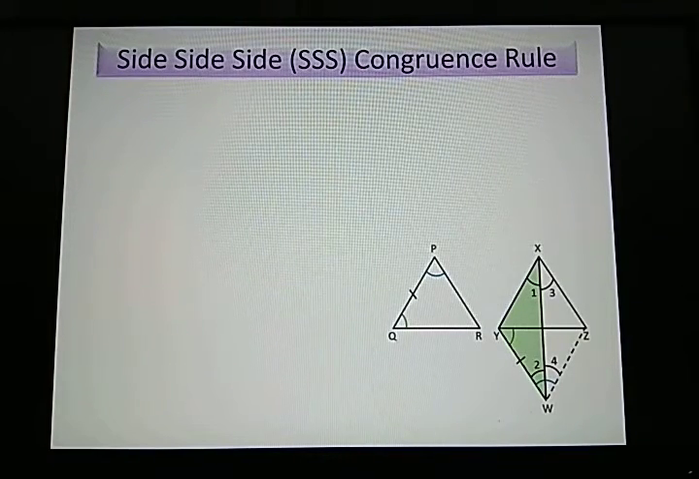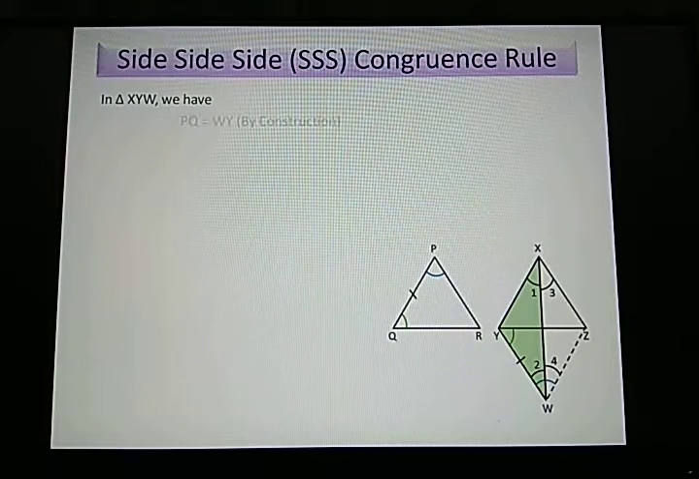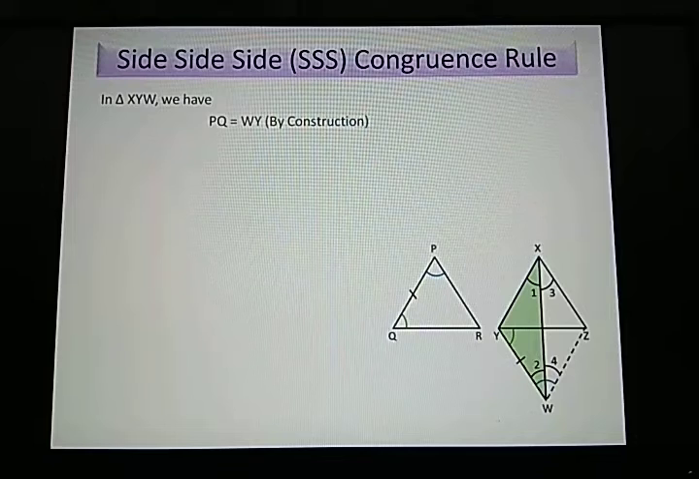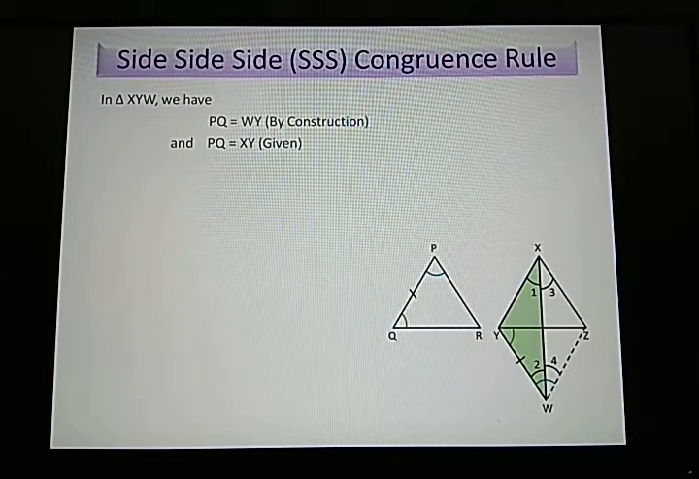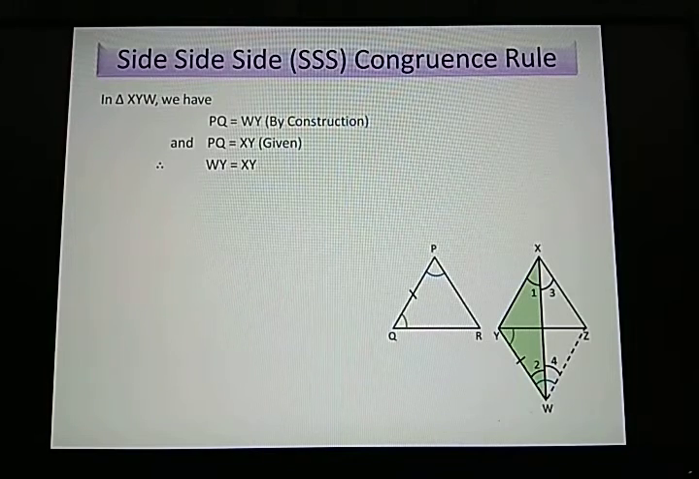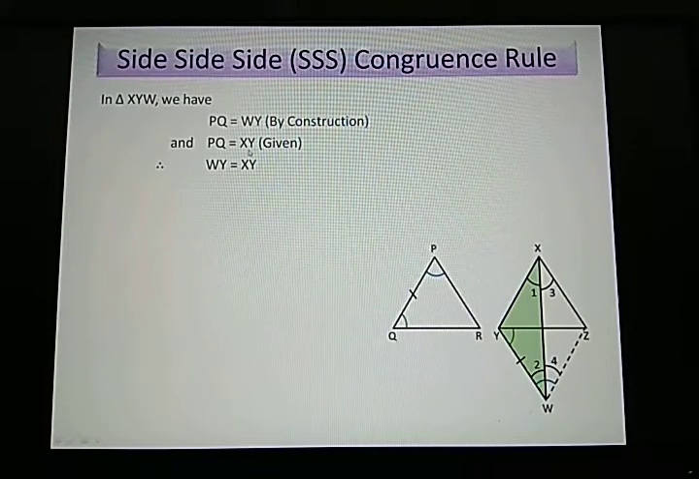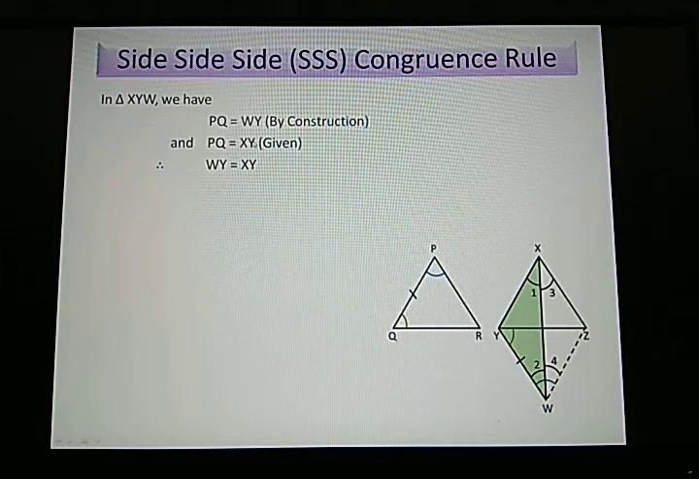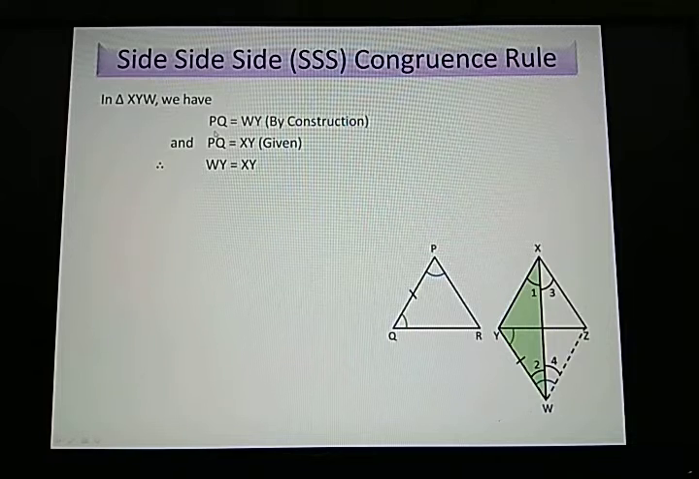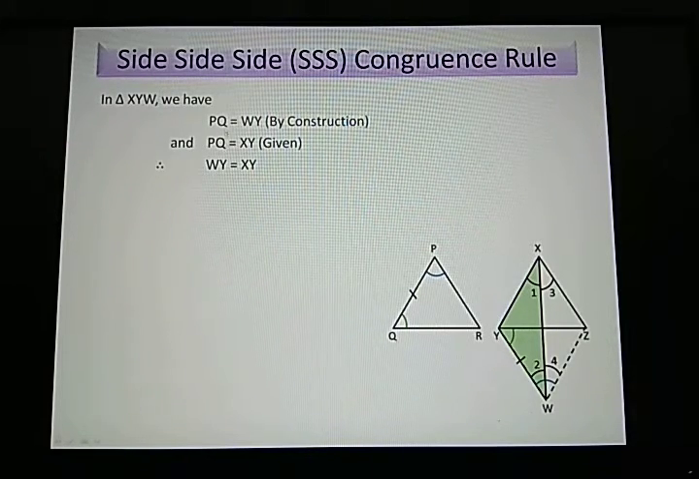In the next part, we are now going to show the congruency of triangle PQR with triangle XYW. But before that we have to consider the triangle XYW. So in triangle XYW, what do we have? We have PQ equal to WY. Then we have PQ equal to XY, which is given to us. So since you can see here PQ is equal to WY as well as PQ equal to XY, can we say from here that WY equals XY? Yes, obviously, because things which are equal to the same thing are equal to one another. We have learned this in Euclid's postulates. Since they are equal to the same thing, that is PQ, both of them are equal.